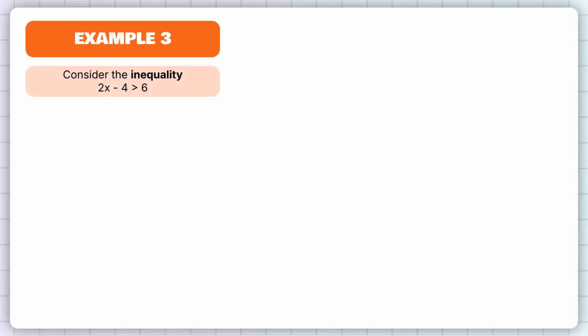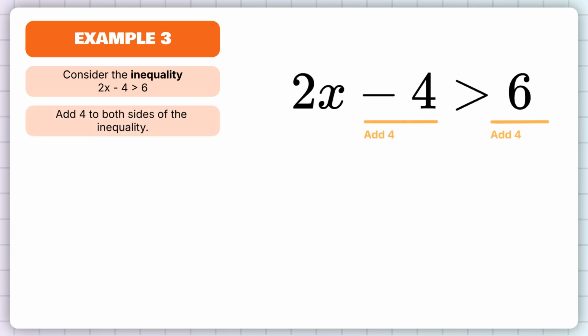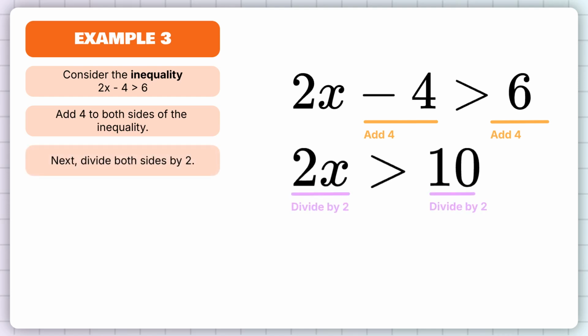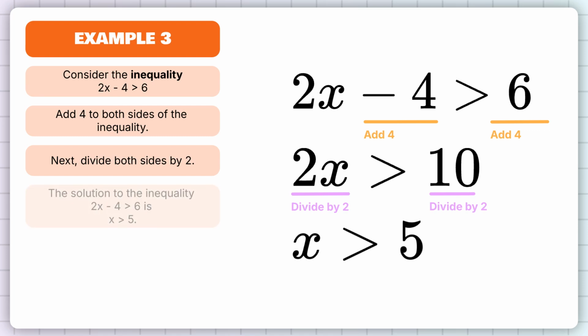Let's try an inequality now. Consider the inequality 2x minus 4 is greater than 6. To solve for x, first add 4 to both sides of the inequality. This gives us 2x is greater than 10. Next, divide both sides of the inequality by 2. This gives us x is greater than 5. So the solution to the inequality 2x minus 4 is greater than 6 is x is greater than 5.